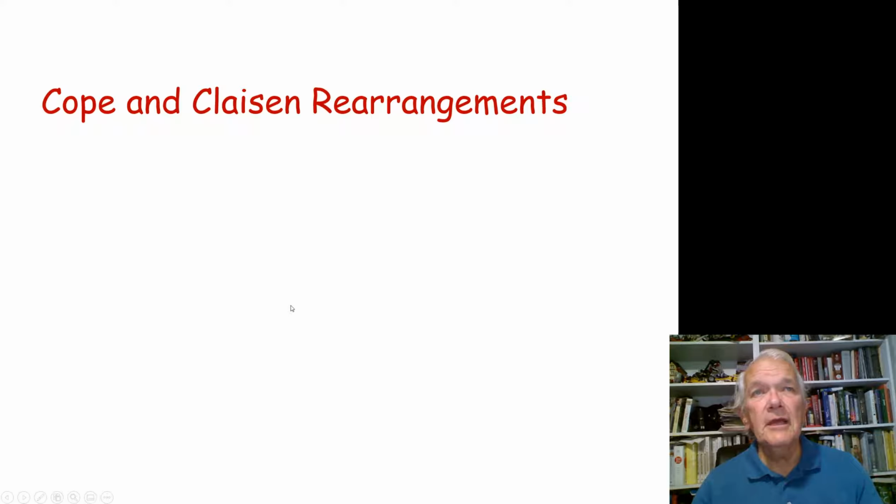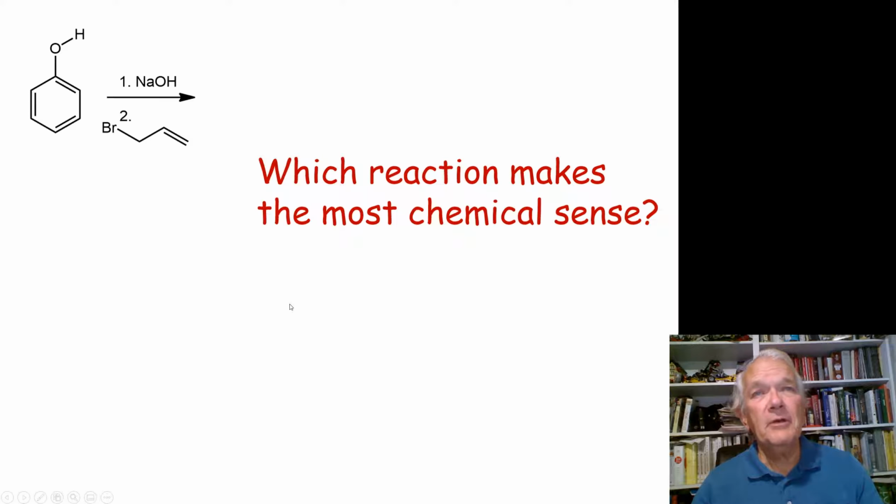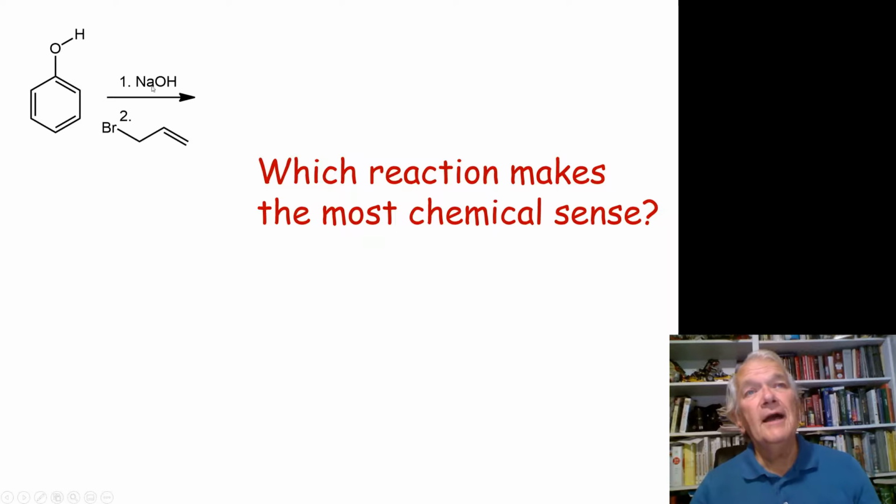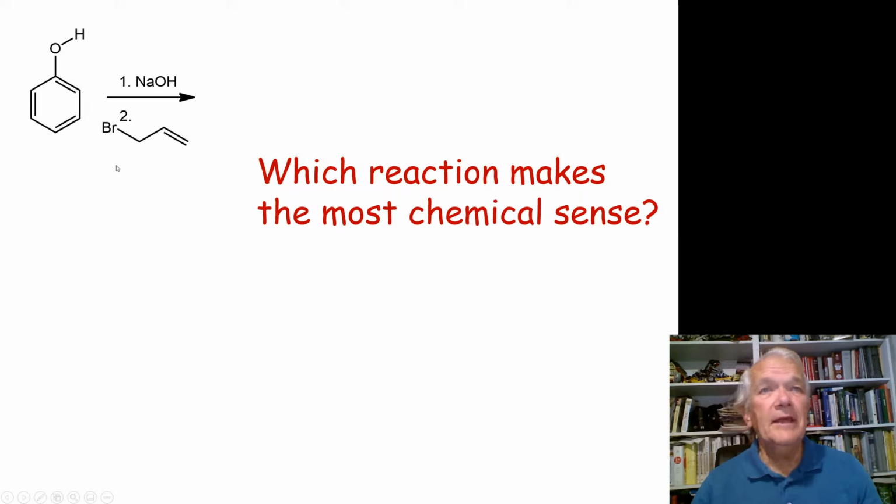Pericyclic reactions, the Cope and Claisen rearrangements. So let's see what's going on. Okay, here's phenol. We're going to do an interesting experiment. We're going to make the anion, the phenoxide, and then we're going to react it with the allyl bromide.